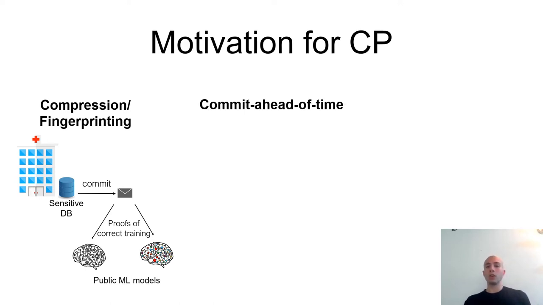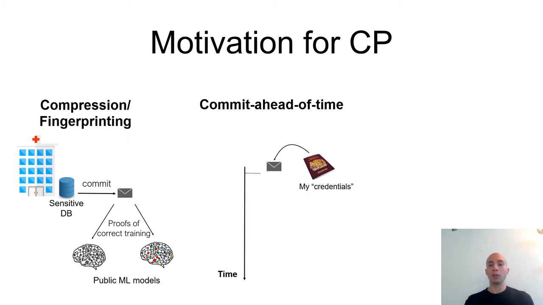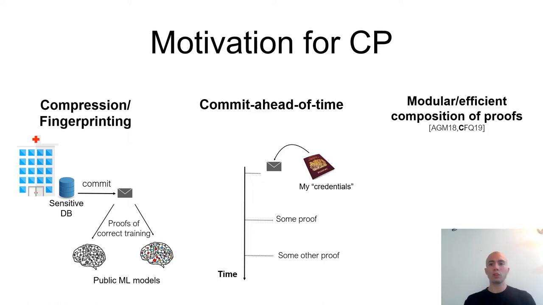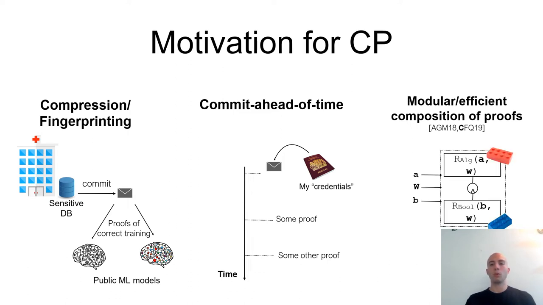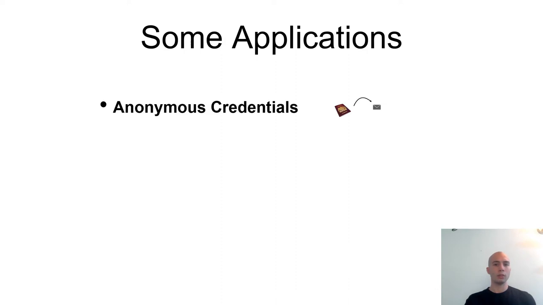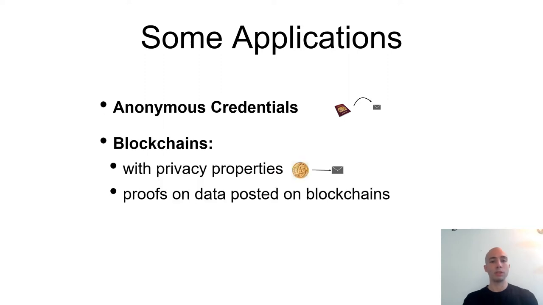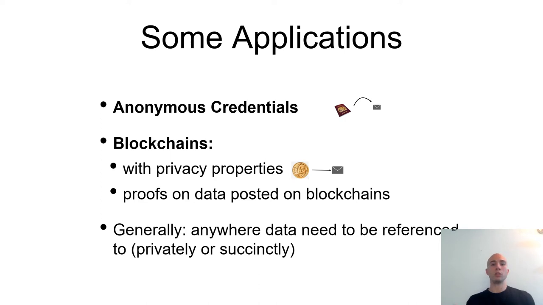Other settings involve commit ahead of time, which is the name I'm giving to any setting where we commit to a bunch of data, for example, my credentials, some data about me, my credit history, my passport, and so on. And then later, after I've committed this, I can prove things about it. We also know that CP, commit and prove, can be useful to obtain very efficient composition of proofs when we have proof systems with different strengths. Okay, so these settings translate to clear applications: anonymous credentials, blockchains with privacy properties, and in general, anywhere we need data to be referenced in a certain manner, in particular privately.